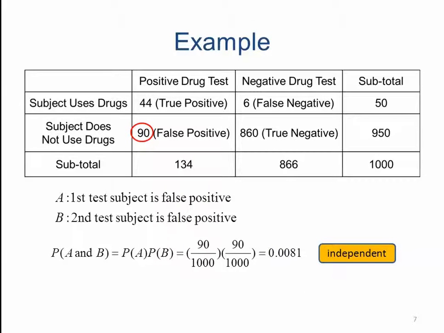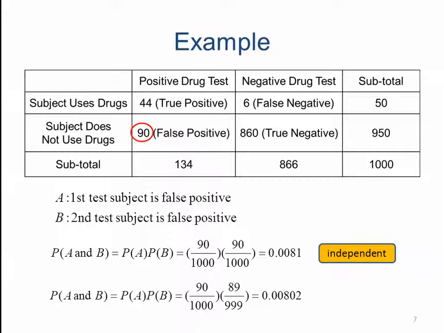The case for the process done without replacement: the probability that the first test subject is false positive is still 90 over 1,000. But for the second test subject to also be false positive, we have 90 minus 1, which is 89 test subjects that are false positive left. And then we have a total of 1,000 minus 1, which is 999 test subjects left for this entire group here. So then you get a different answer. And the second case is for dependent, when the two trials are dependent.